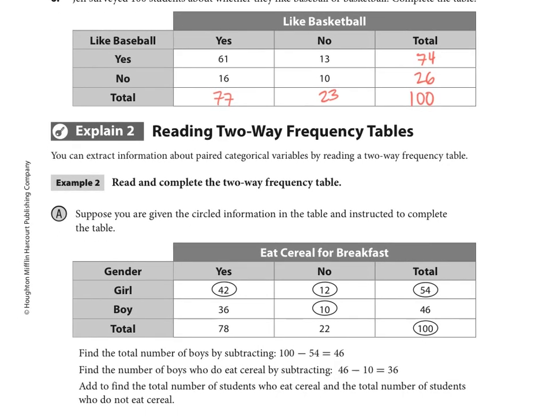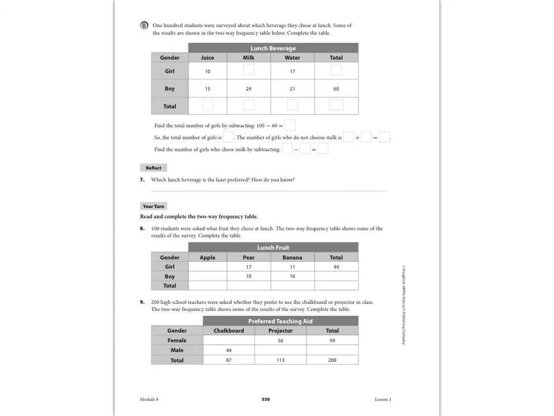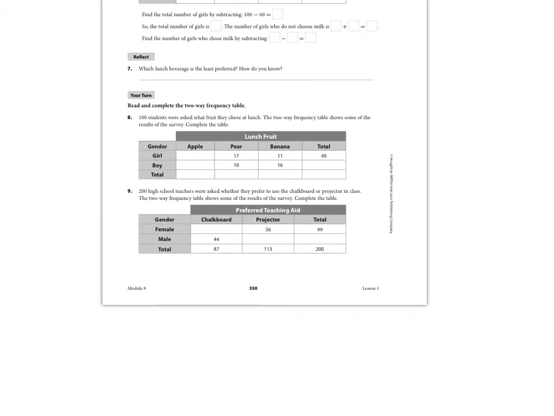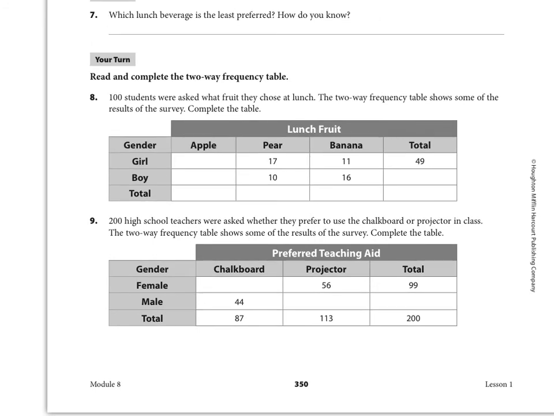The next part is being able to read two-way frequency tables. And now we're going to have to fill out some of the numbers that aren't the totals. We're going to go straight to the next pair of your turns. Let's look at completing number 8, and then go ahead and pause it after that's done so you can try number 9. I know from the problem that 100 students were asked what fruit they chose at lunch. So we have 100 right here, which means I'm going to have 51 total boys and 49 total girls.